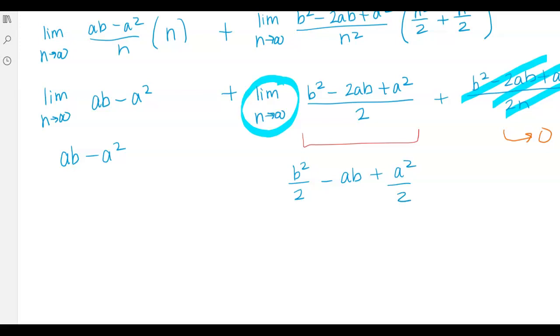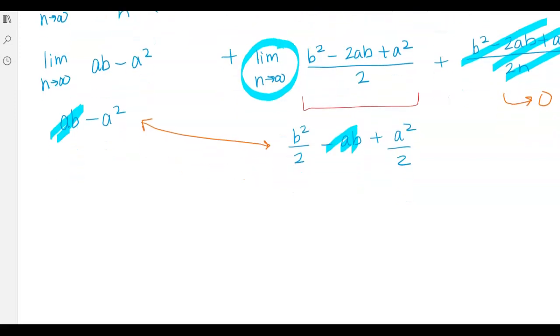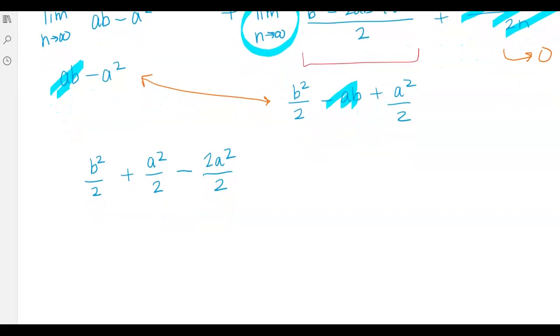Now we're going to combine these two together because these are the two terms that we had. It looks like ab and negative ab are going to cancel. So I've got b squared over 2 plus a squared over 2. Let's write this as minus 2a squared over 2 so that all the denominators are the same. This is b squared minus a squared over 2. That worked out pretty nicely.